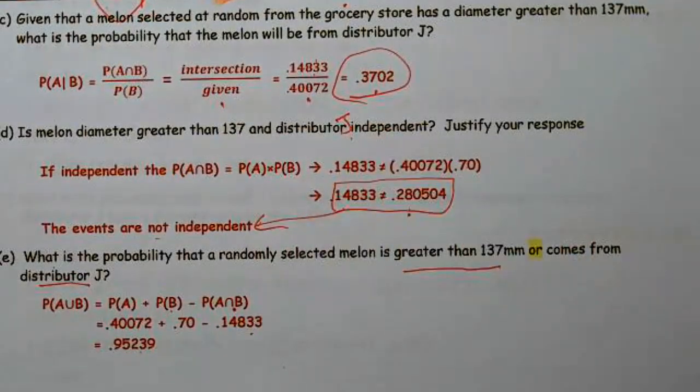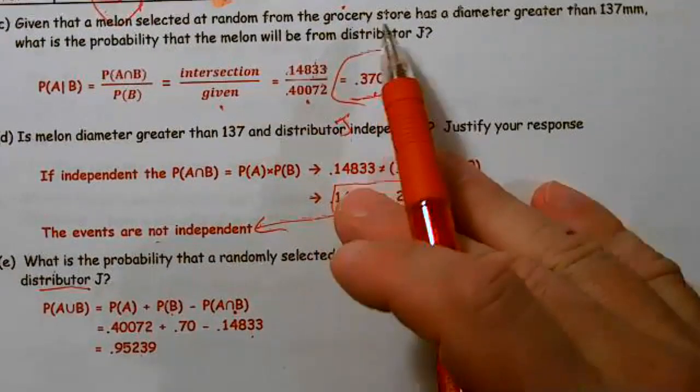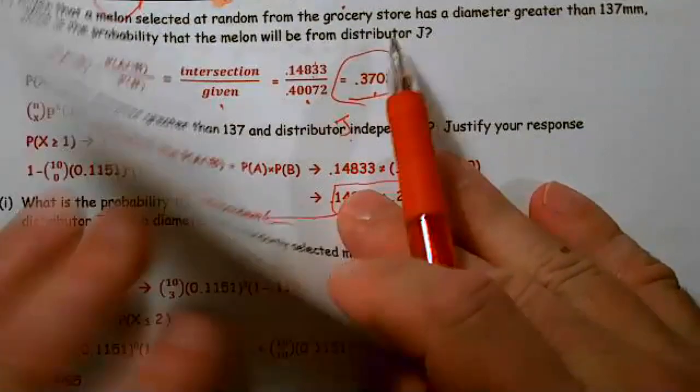0.95239. Please make sure that you never have a probability greater than 1 on your paper. Chances are you either made an error or you wrote down the z-score, but please don't have a probability greater than 1. Graders don't like it. They count off big time.